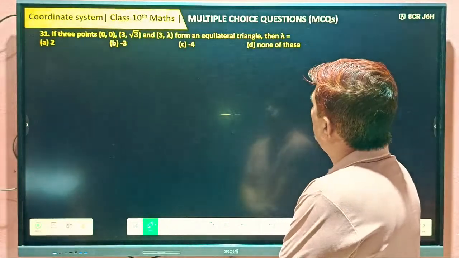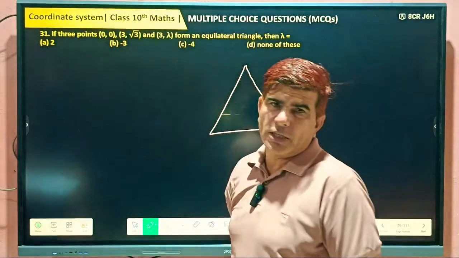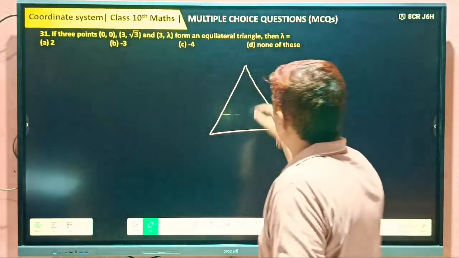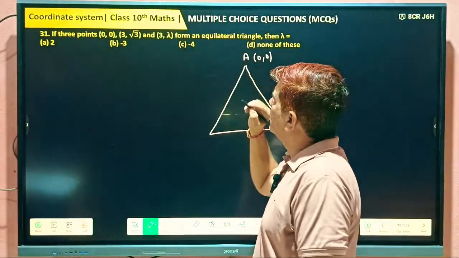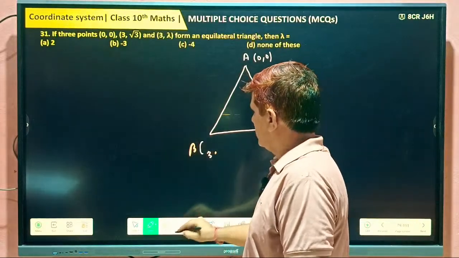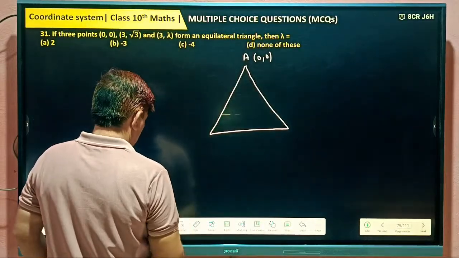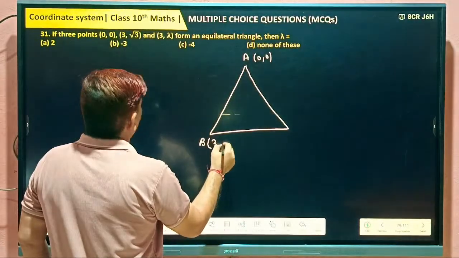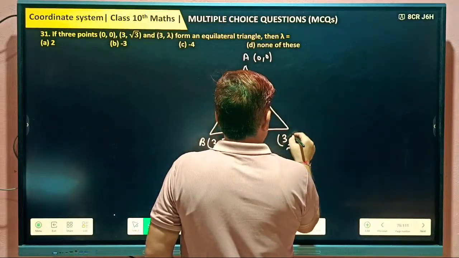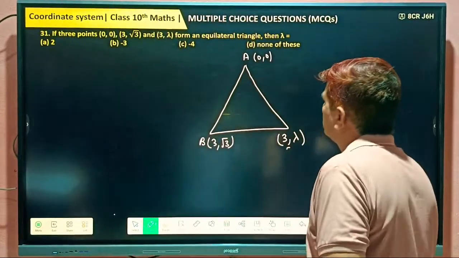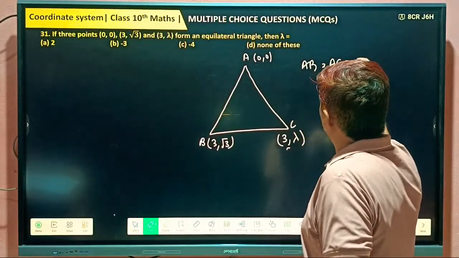Three points form an equilateral triangle. So, like this, equilateral triangle, you understand? If all three sides of a triangle are equal, then it is an equilateral triangle. A (0, 0) we have taken, meaning it is lying at the origin. This B we have taken, whose coordinates are 3 and √3, and C is a point whose coordinates are 3 and lambda. So if it is an equilateral triangle, then AB equals AC equals BC.